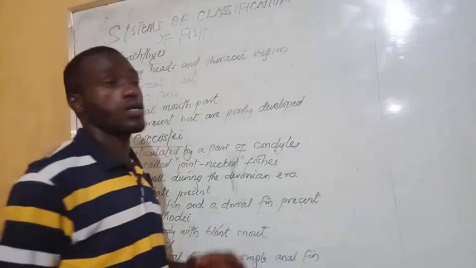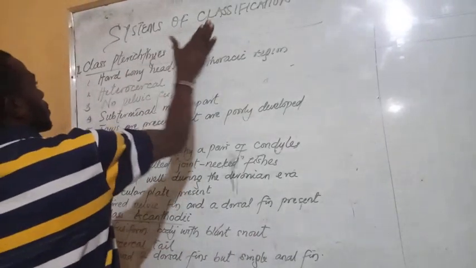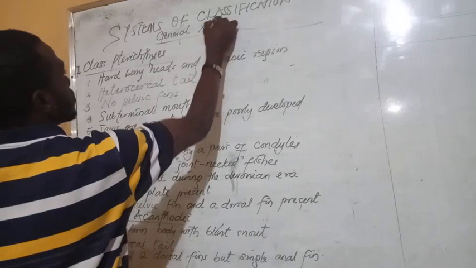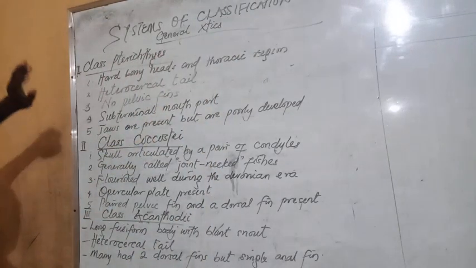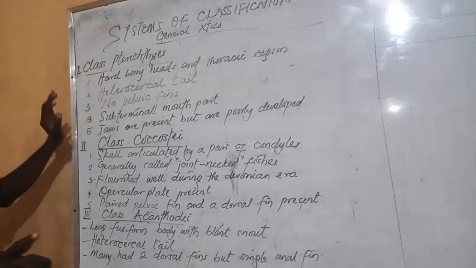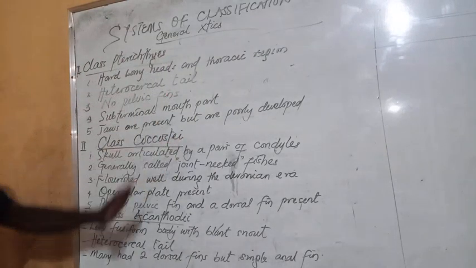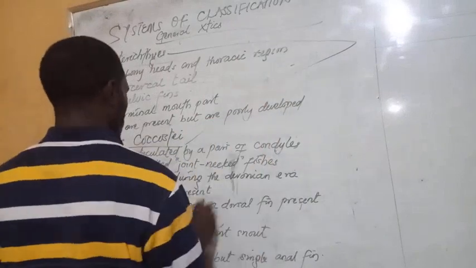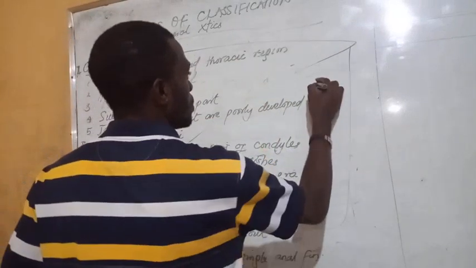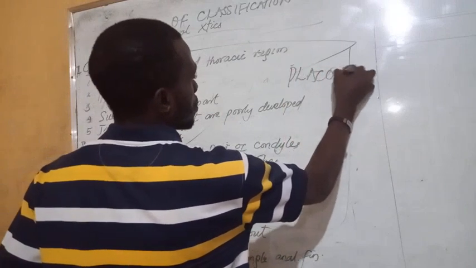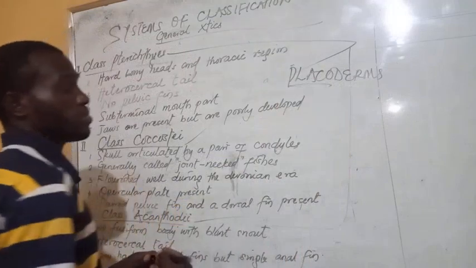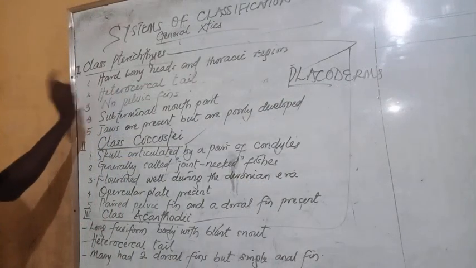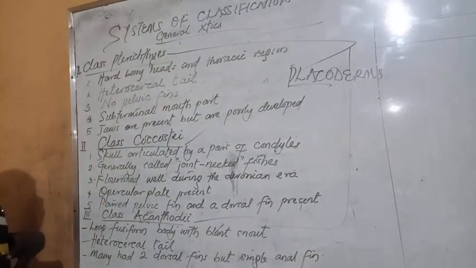Now let's talk about their general characteristics. Right now, the class Placodermi. The first thing you should know is that the classes Coccosteomorphi and Acanthodii are generally called the placoderms. Placo meaning plate, and derm meaning covering. Alright, now number one, they have hard bony heads and thoracic region.